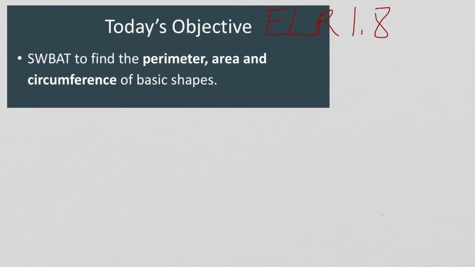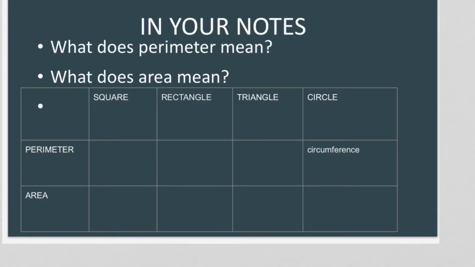Okay, this lesson is on ELR 1.8. This is the last one for chapter 1. Here we'll be doing basic shapes of perimeter and area and circumference. I would have you make a box and put in all the formulas for perimeter and area of these 4 shapes that we'll be doing: square, rectangle, triangle, and circle.